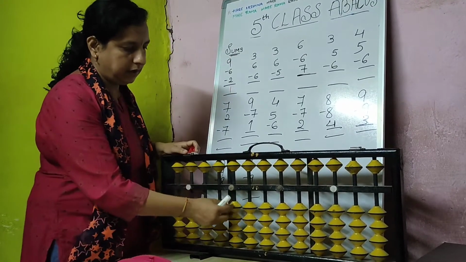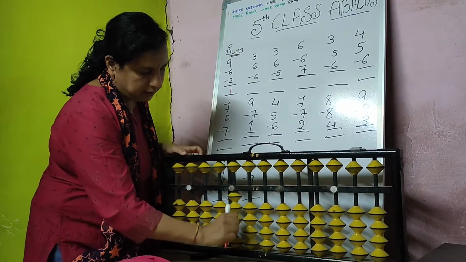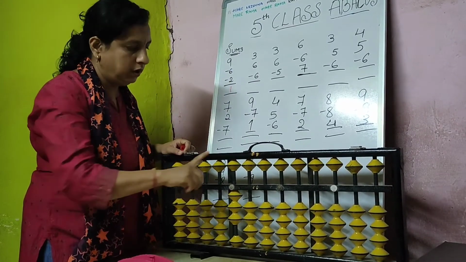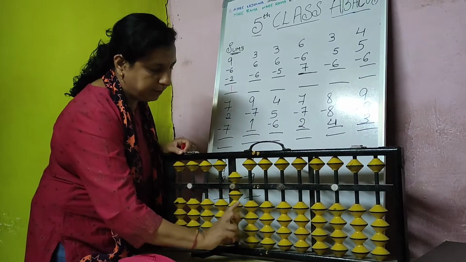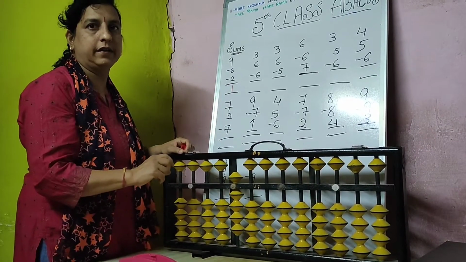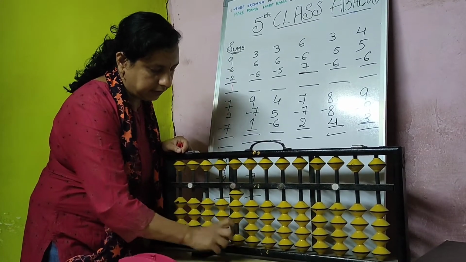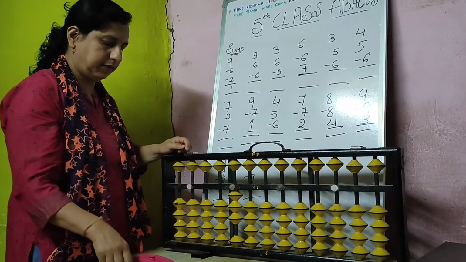Next. Clean the abacus. 3. This is +6. +6 how you people will do? 1 upper bit, 1 lower bit. Bring it. Touch the divider. This is +6. Then -6. Separate it. -6. Answer is 3.